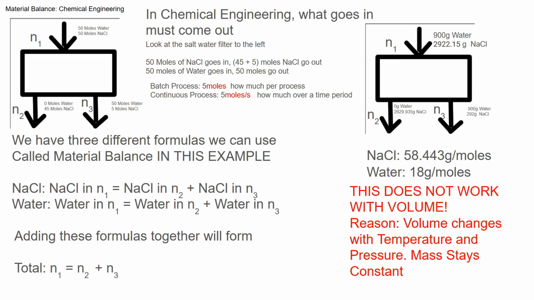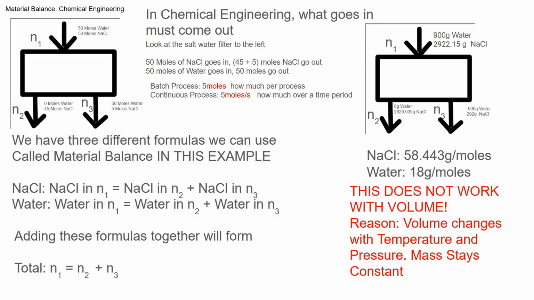For a batch process, it is how much in total, so 5 moles per process. For a continuous process, it's how many over a time period. So that would be, for example, 5 moles per second. Now, in this example, we can have 3 different formulas we can use called material balance.